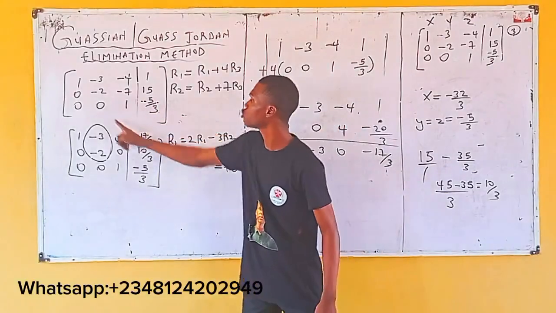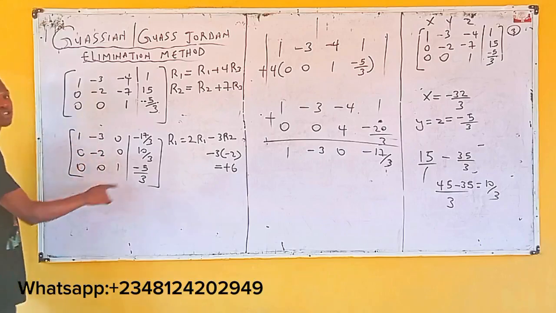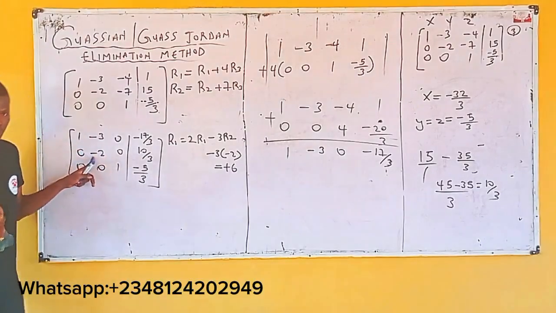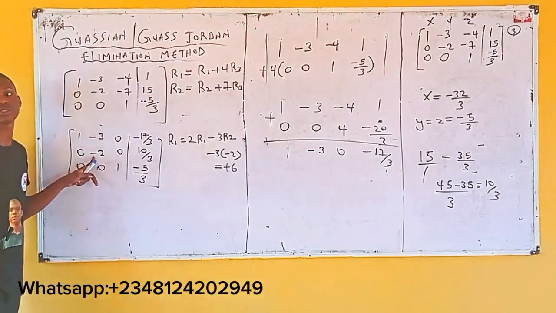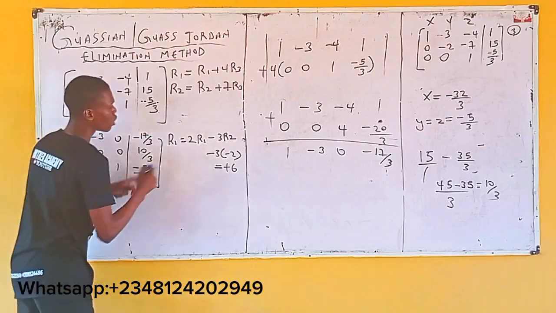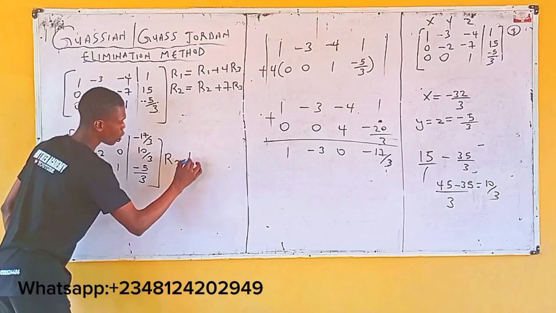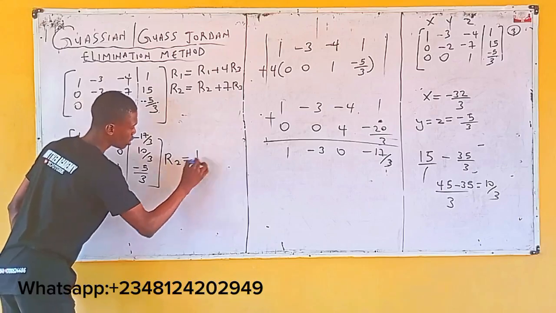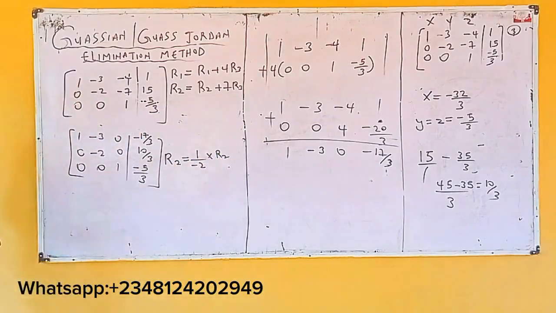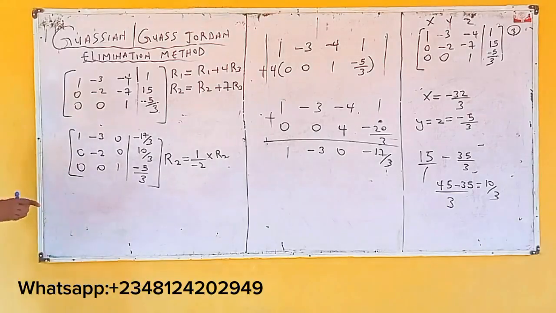Now from here, I want to identify my pivot, right? Which is -2. So to make this -2 to be 1, what will I do? Divide all through by -2. Are you getting my point? Divide all through by -2. So meaning that row 2 equals 1 over -2 times row 2. Any question on that? My new row 2 will be what? Row 2 itself divided by -2. Now let's do that.